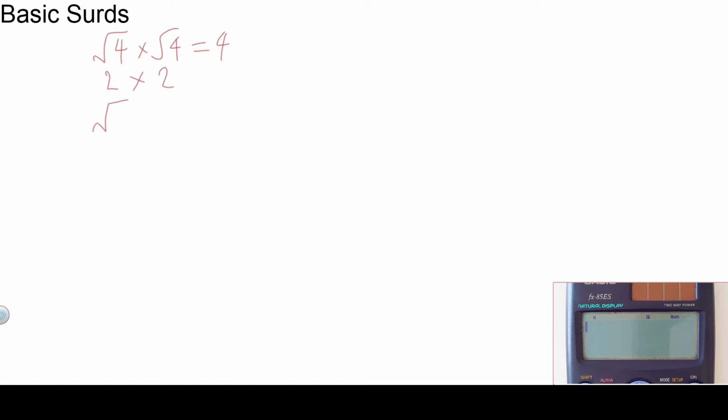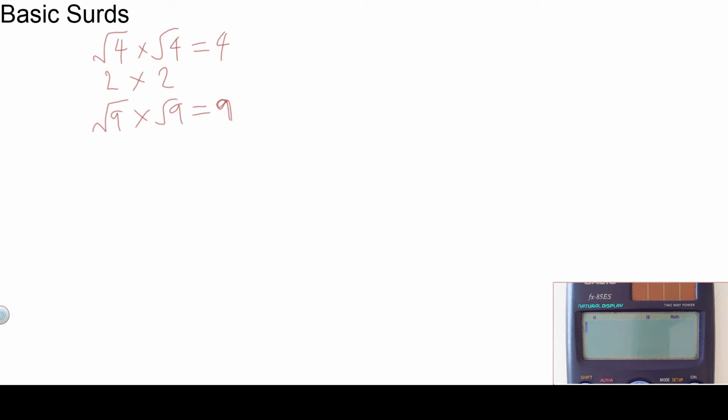Similarly, let's say we got square root of 9 multiplied by square root of 9. Well, you know square root of 9 is 3. Square root of 9 is 3. 3 times 3 is 9. So it looks like when the number under the square root sign is the same, all you got to do is copy that number across like I've done over here.